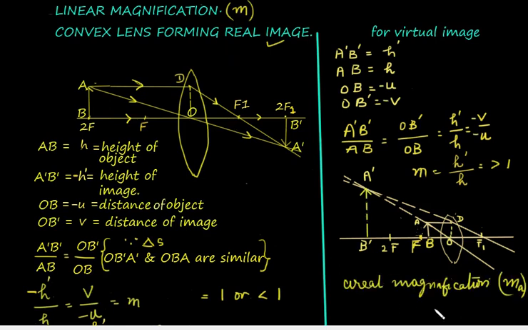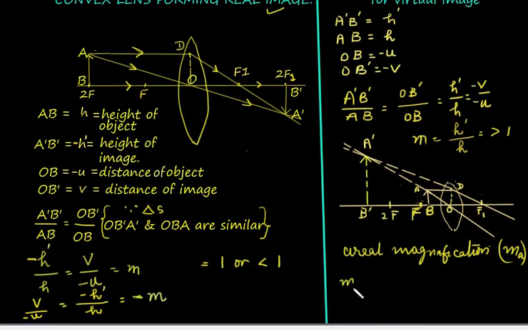It is very simple. Aerial magnification is nothing but the ratio of the area of the image to area of the object. The formula for that, we take it without derivation, is equal to v square by u square.